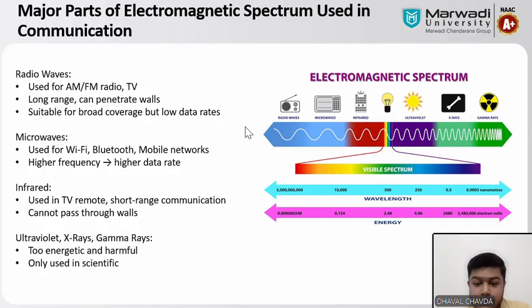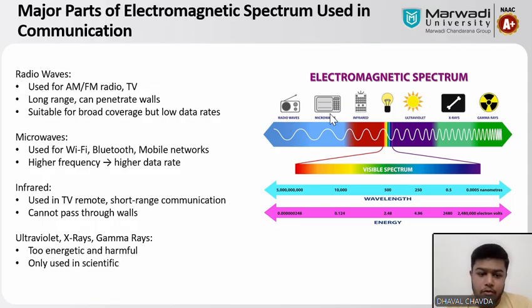So radio waves, here you can see the radio waves. They are used in AM FM radio as well as TV. These are long range. They can penetrate through walls, suitable for broad coverage, but with low data rates. Because of the long distance, it happens.